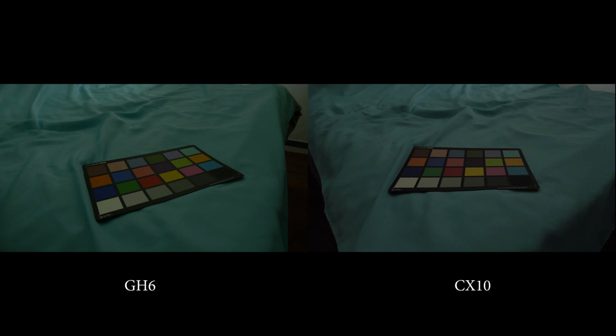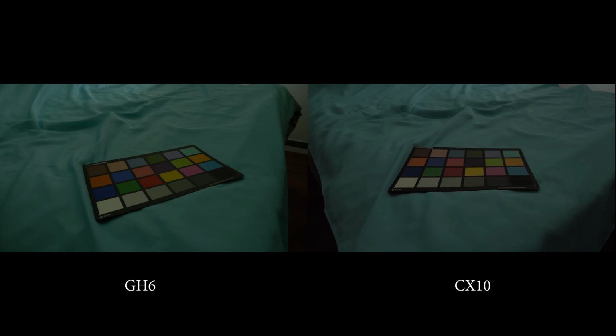On the GH6, I'm shooting at 2.8. I removed the ND filter, and this is ISO 800. Here's where the advantage of the GH6 comes into play, and the CX10 just does not compete with a Micro Four Thirds camera. I'm just noticing the color differences in low light, the contrast differences. To me, just my eye looking at the viewfinders or the LCD screens on both cameras, it doesn't look like I can intercut these cameras very well in low light. I would have to do a lot of color grading to match these.